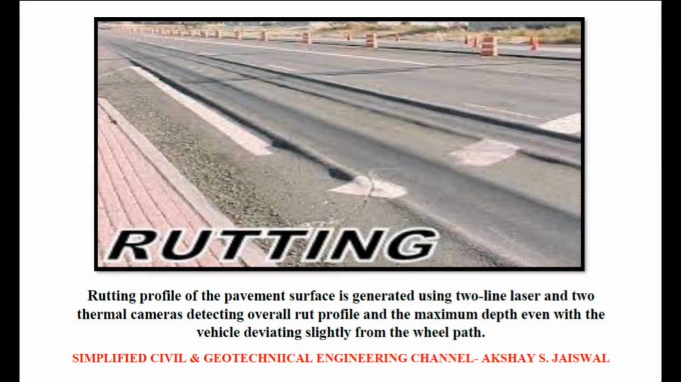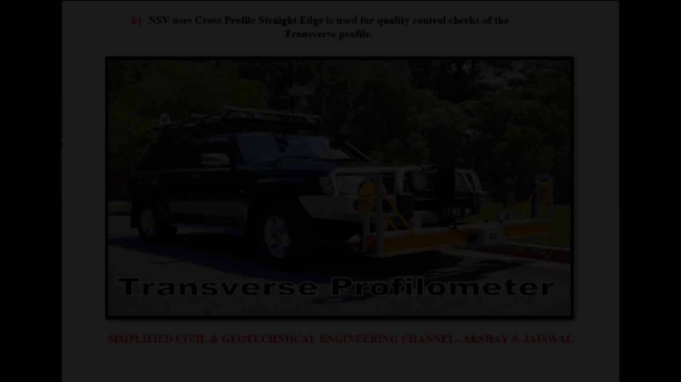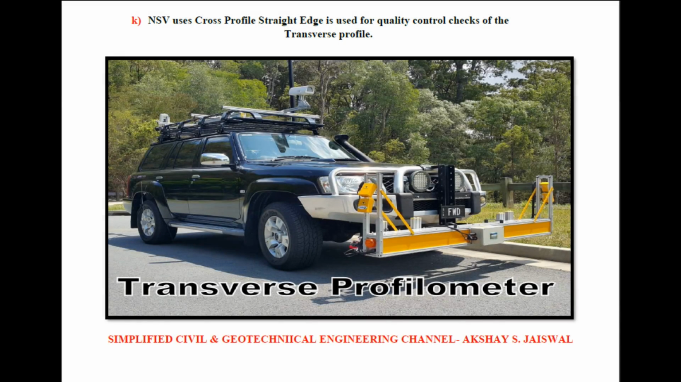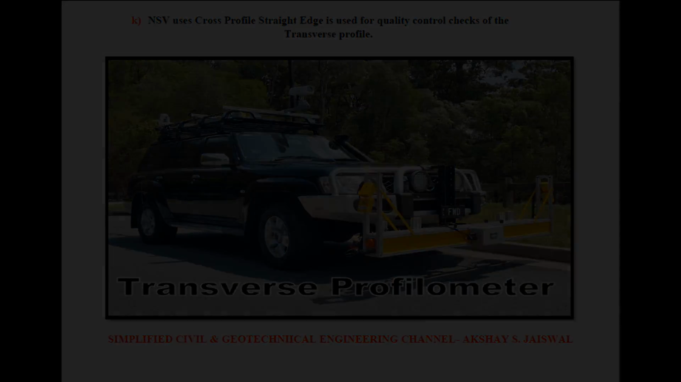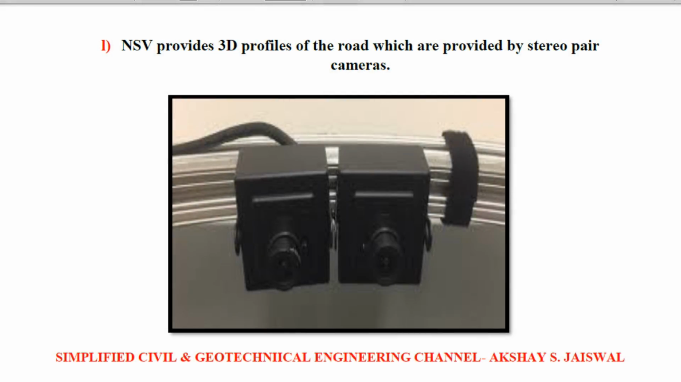Rutting profile of the pavement surface is generated using 2 line lasers and 2 thermal cameras, detecting overall rut profile and the maximum depth. Cross profile straight edge is used for quality control checks of the transverse profile. NSV provides 3D profile of the road which are provided by stereo pair cameras.